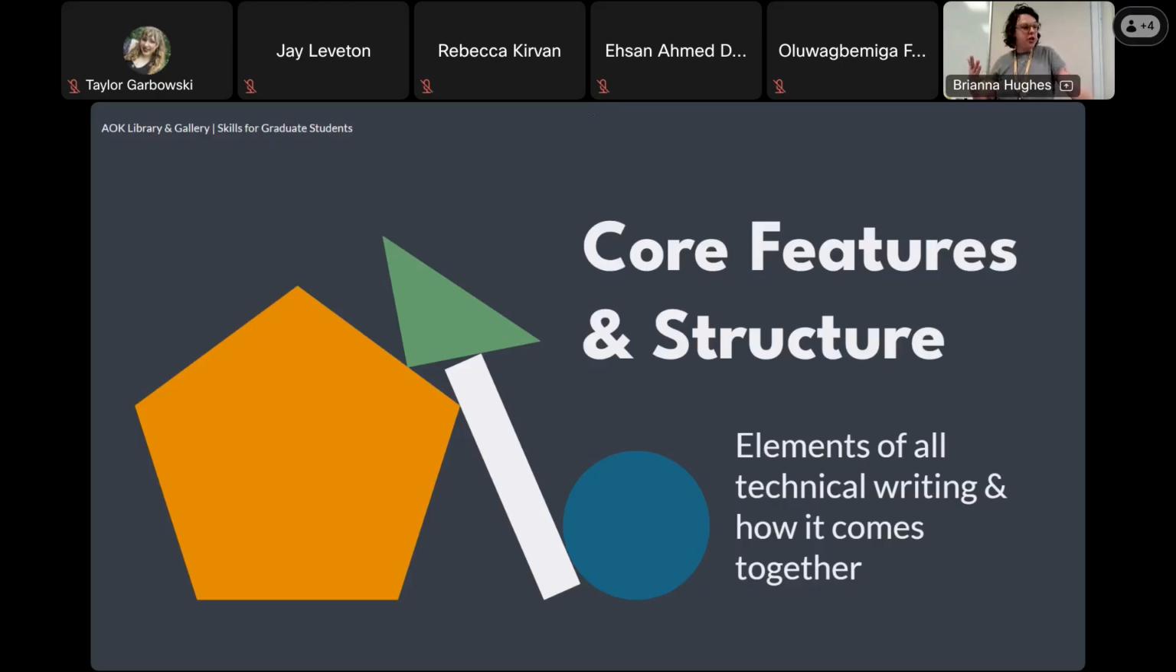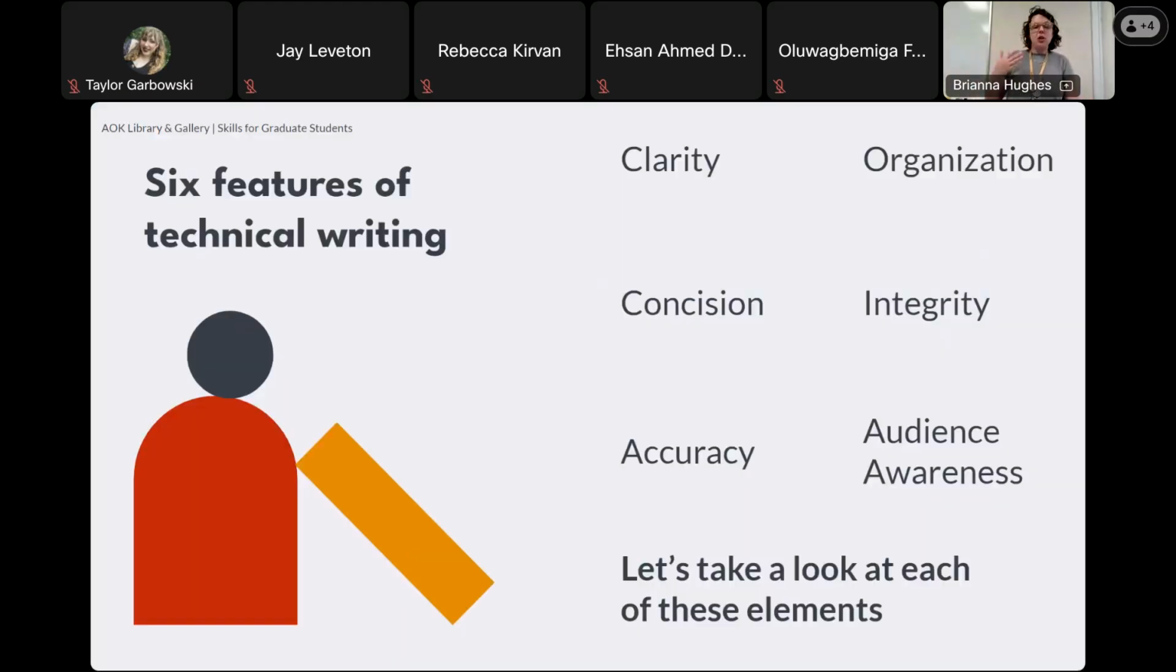So talking about the core features, some hallmarks of technical writing, as well as how do you structure a piece of technical writing. If you were to Google different pieces or elements of technical writing, you're going to find a lot of different information, but the 6 that I find most helpful to think about are these 6: clarity, organization, concision, integrity, accuracy, and audience awareness. So for me, when I think about technical writing and the elements of it, these are the 6 things that I think about. We're going to take a look at each one of these independently.